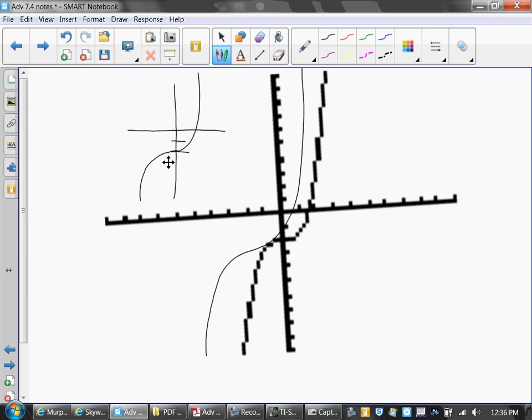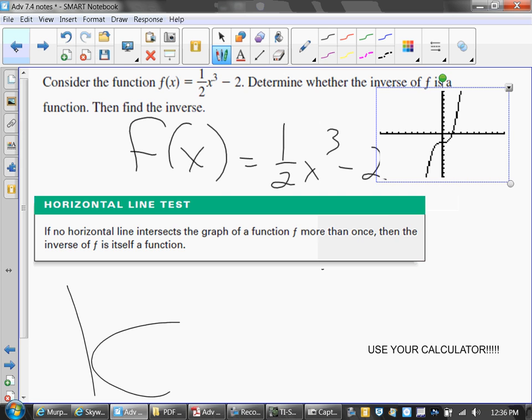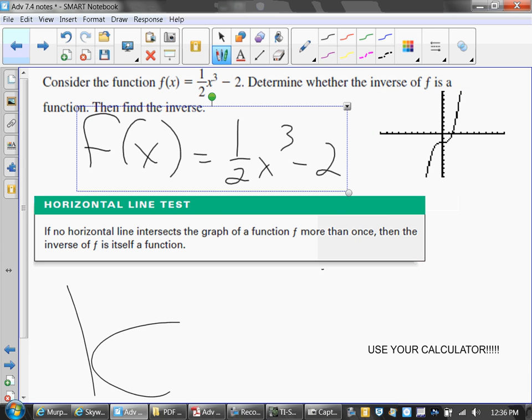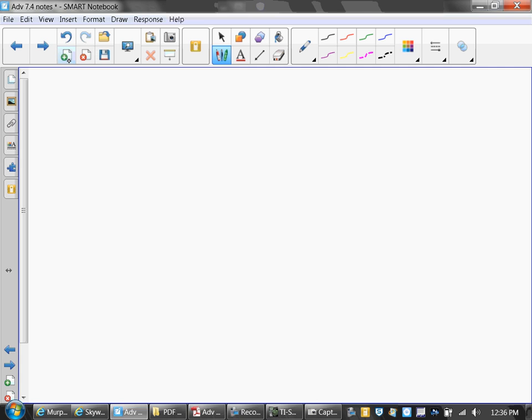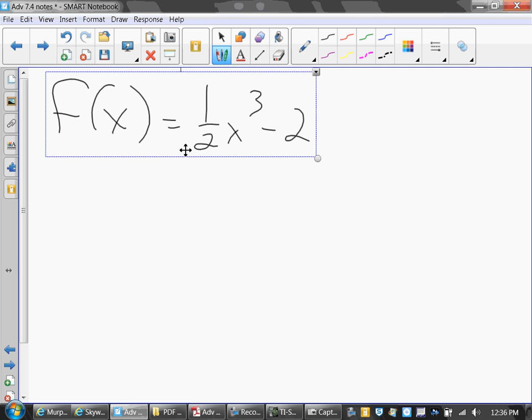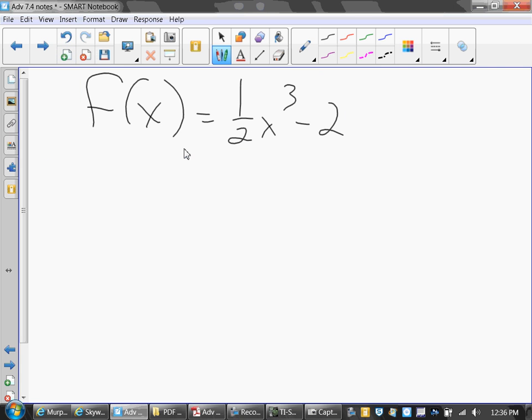Since it does pass that horizontal line test, what I want to do now is figure out what the inverse of this is. If it passes the horizontal line test, let's see what the function is. Remember, in order to solve for that, we have y equals 1/2 x cubed minus 2. The inverse of that would be x equals 1/2 y cubed minus 2.